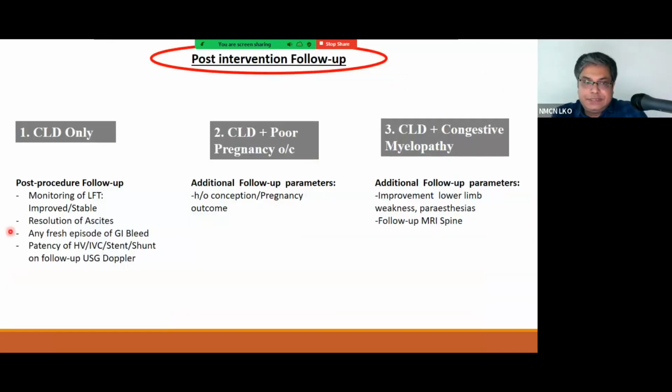Post-intervention follow-up was done with monitoring of LFT, resolution of ascites, any fresh episode of GI bleed, and patency of hepatic vein, IVC, stent or shunt on follow-up Doppler. Additional follow-up criteria in those with poor pregnancy outcome were the history of conception and pregnancy outcome. In those with congestive myelopathy, improvement in neurological symptoms and follow-up MRI.